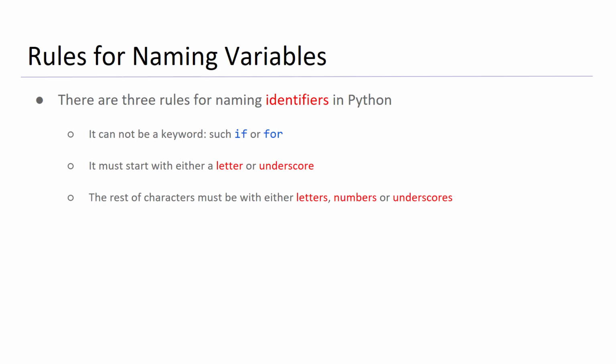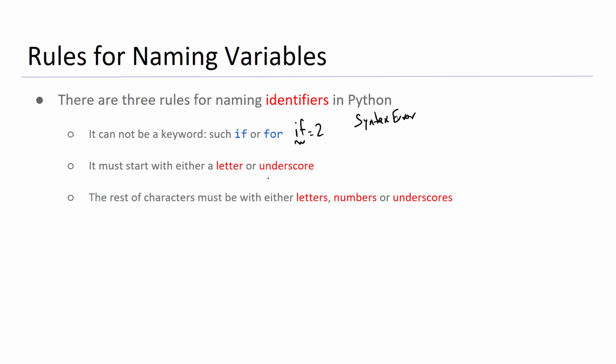To create variables in Python, you need to follow the rules for naming identifiers, and there are 3 rules. The first one is that your variable cannot be a keyword, such as if or for. So if you try to say if equal to, Python will complain with a syntax error, because if cannot be used as a variable name.